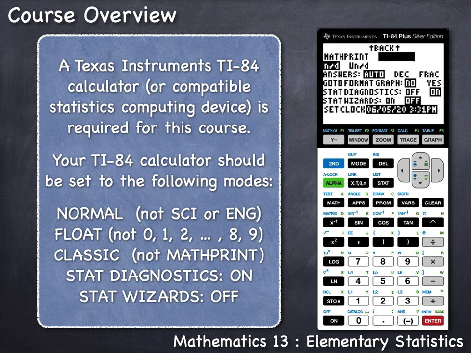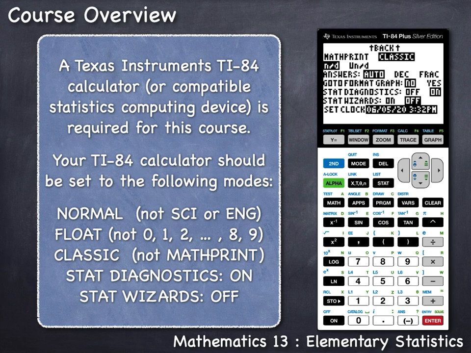The other mode that is important in statistics is that we need to go down to the stat diagnostics mode, arrow the cursor over so that the blinking icon is on, and press Enter to select. And then we down arrow and over to set the stat wizards mode to off. So with the cursor blinking on off, we press Enter to select. So now we've set all the modes on your calculator to the same ones that are on the calculator demonstrating how to do the problems in this class in the video lessons and examples.